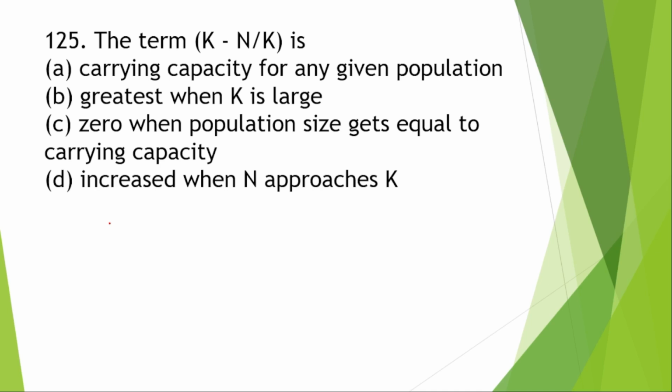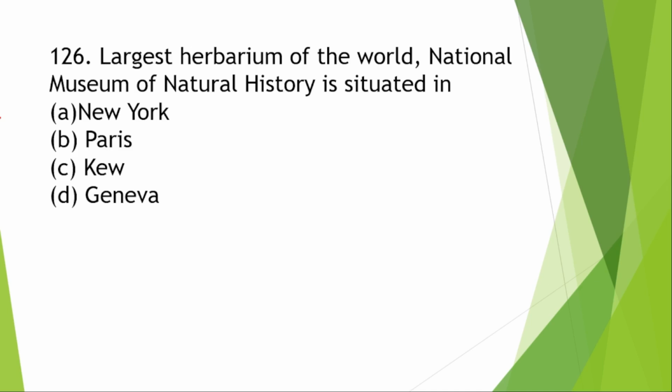125. The term K minus N by K is A. Carrying capacity for any given population. B. Greatest when K is large. C. 0 when population size equals the carrying capacity. D. Increased when N approaches the K. So here the right option is option C. 126. Largest herbarium of the world, National Museum of Natural History, is situated in New York, Paris, Kew, Geneva. The right option is Paris.